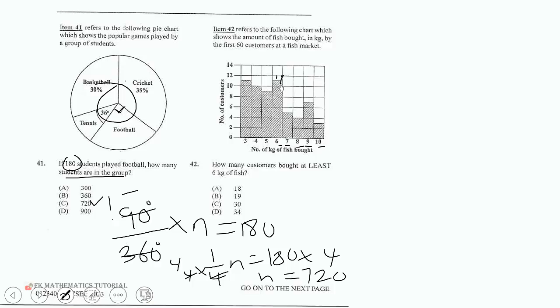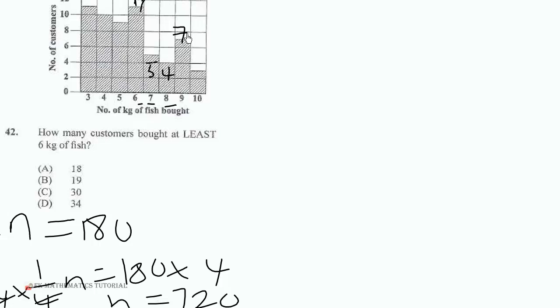The number of people who bought 7 kg is 5. The number of people who bought 8 kg is 4. The number of people who bought 9 kg is 7. And finally, 10 kg is 3.